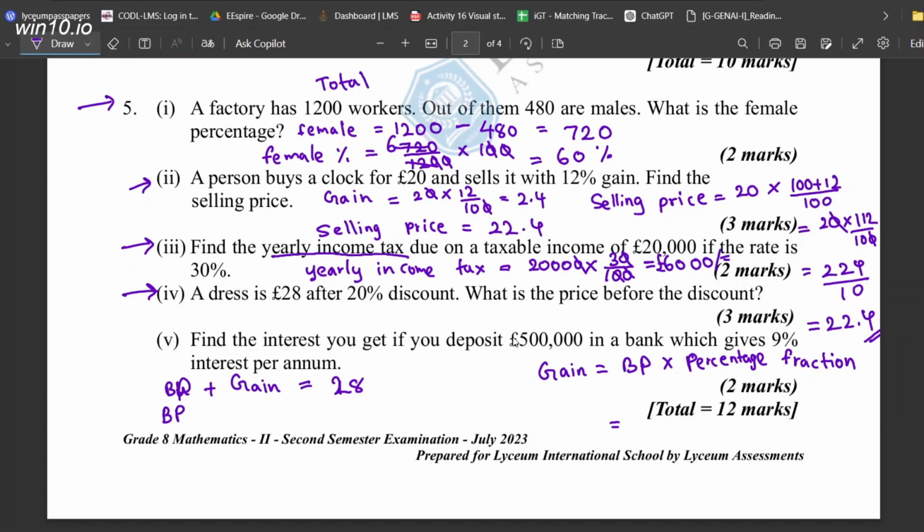Then according to this question, what is the gain? I'm doing the fourth one, right? Not the fifth one. And this is the fourth one. So BP times percentage fraction. We don't know BP, times percentage fraction is 20 over 100. So this is the gain we know. These two cancel out.